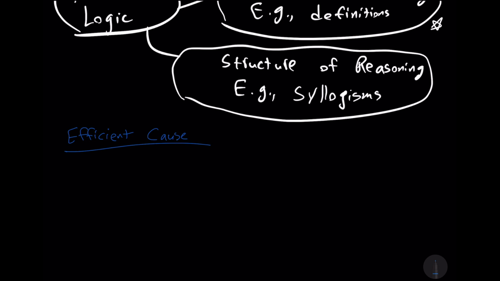It answers questions like who or what made it, or what caused it to change. For example, we could define a rainbow in terms of its efficient cause. And it's a powerful kind of definition if you think about it, because it requires the use of scientific knowledge.